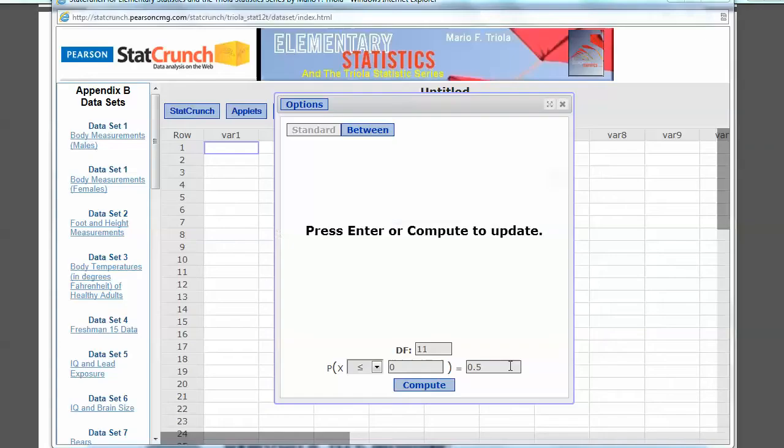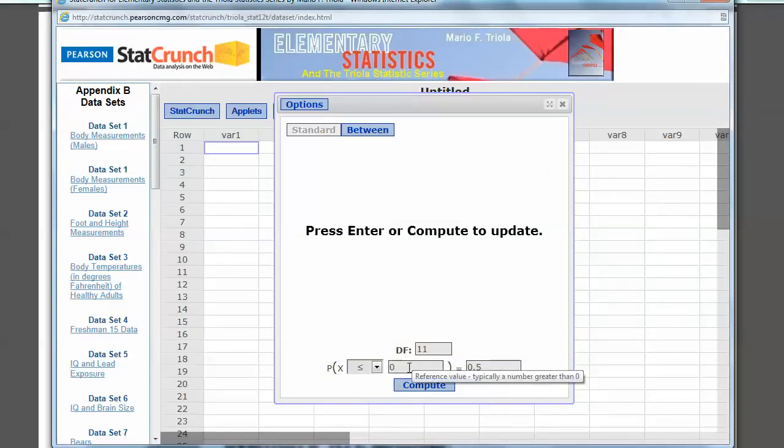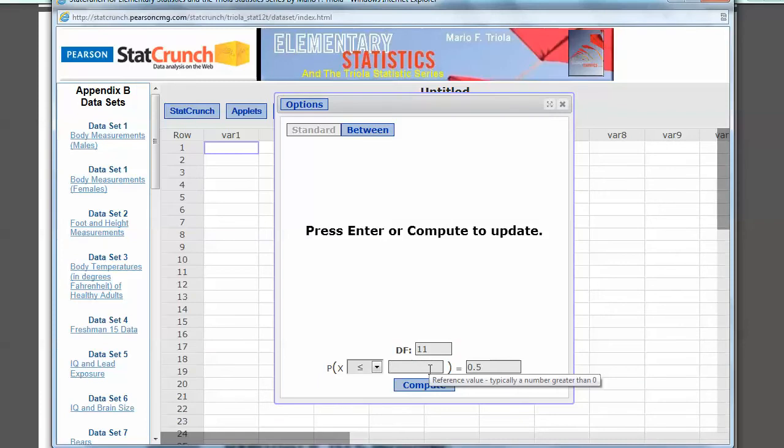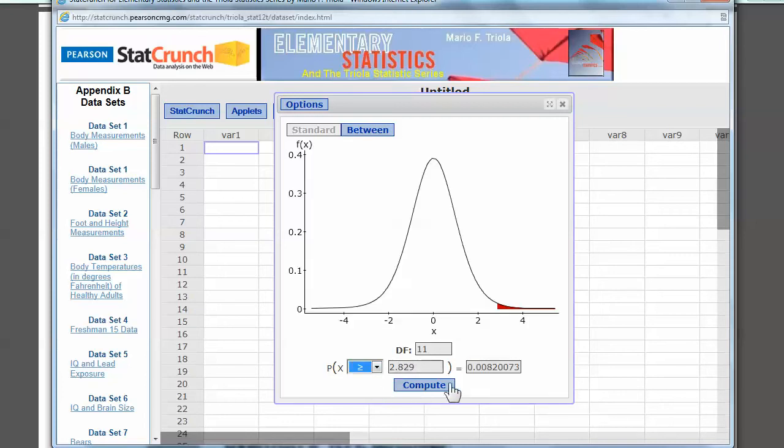So let me get that out again. It was 2.829. That's that tiny amount right there. So we're going to double that, and it'll be 0.0164.